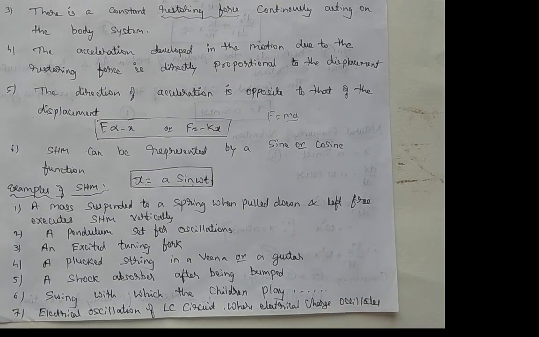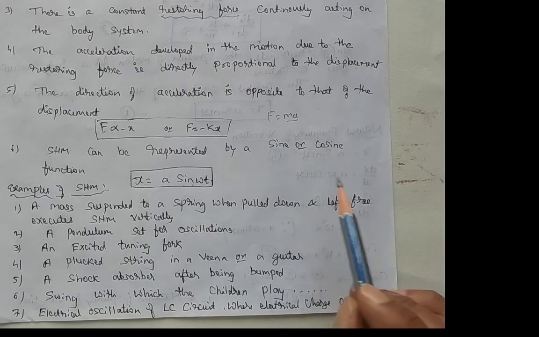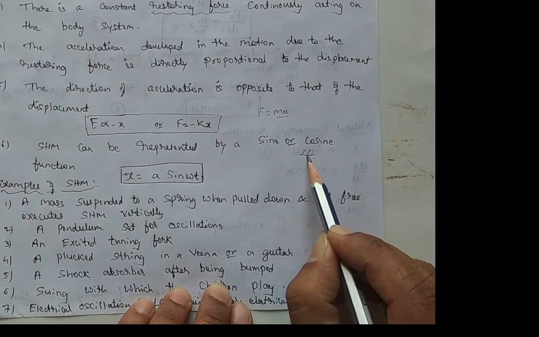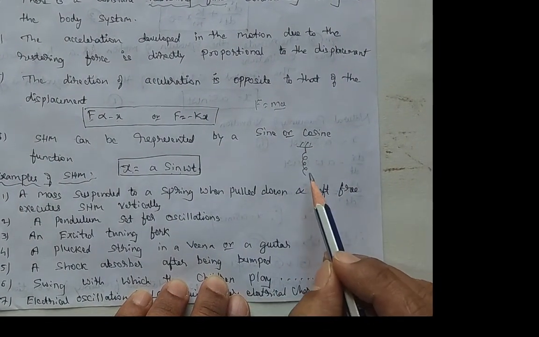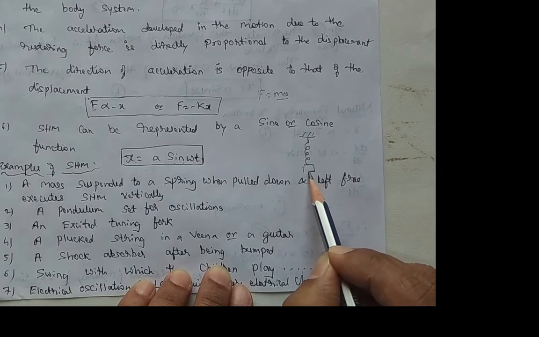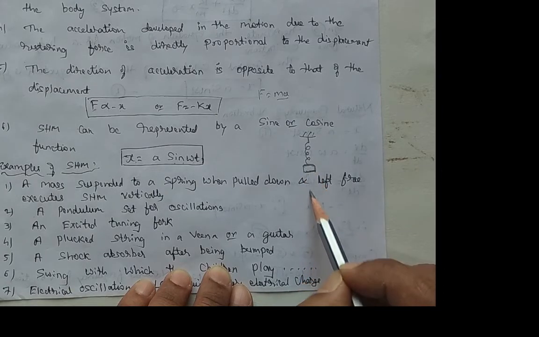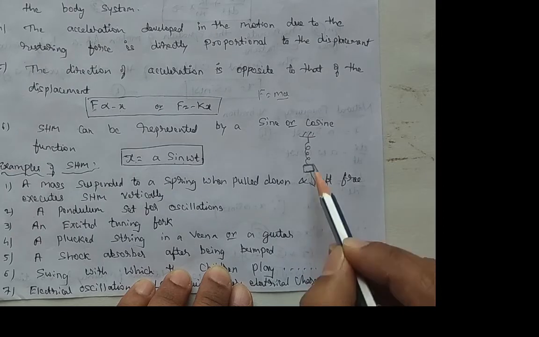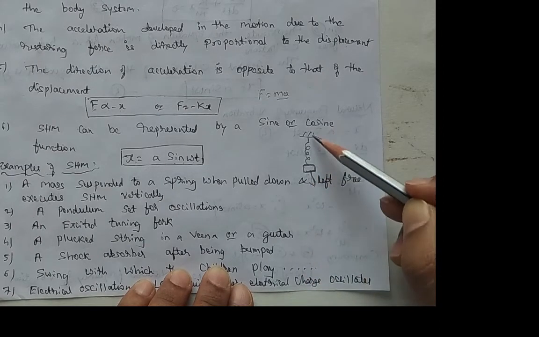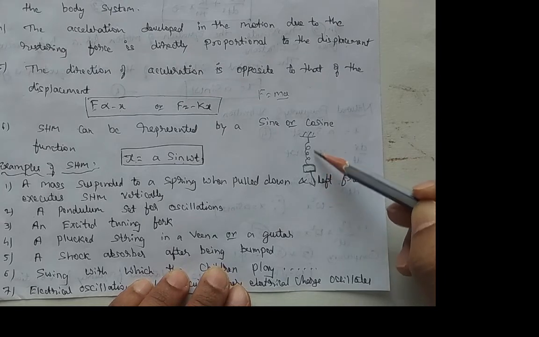What are the examples of simple harmonic motion? In the beginning I highlighted a simple type of oscillation. Suppose a mass suspended from a spring, when pulled down and left free, executes simple harmonic motion. You take a spring, add the weight, pull it down and leave it. Then this spring starts oscillating, and that oscillation is a very good example of simple harmonic motion.